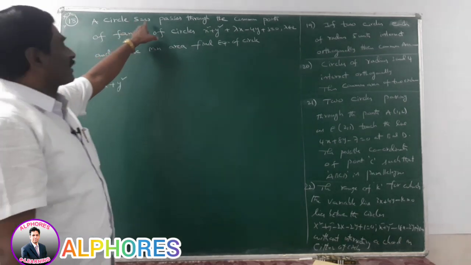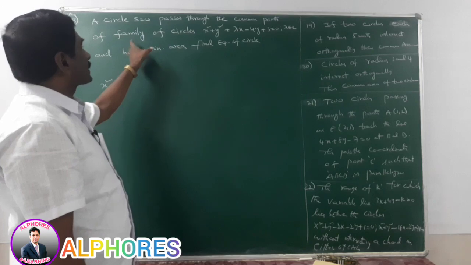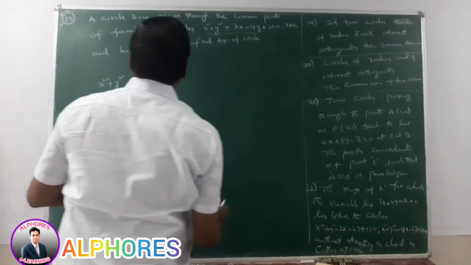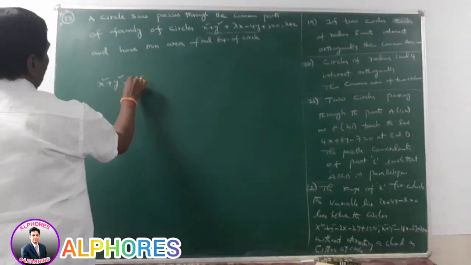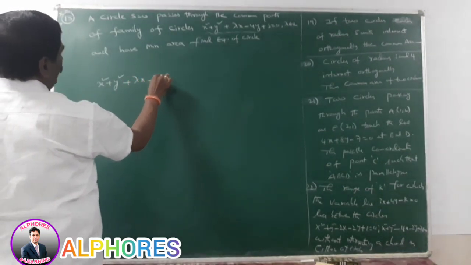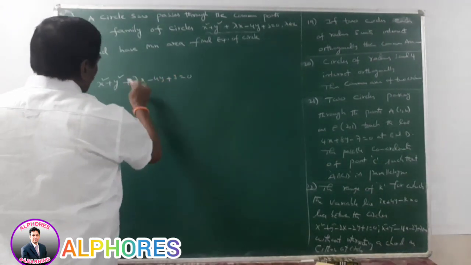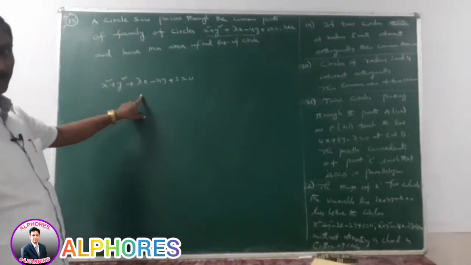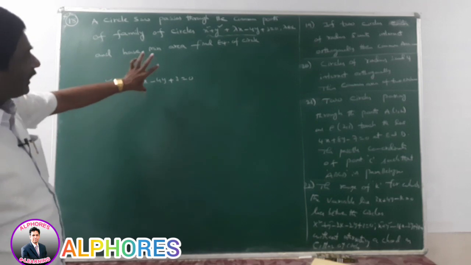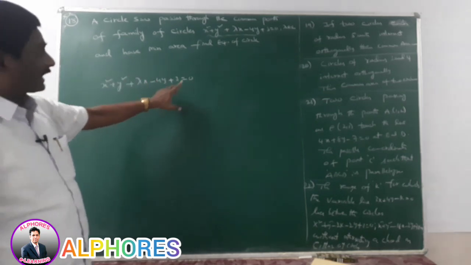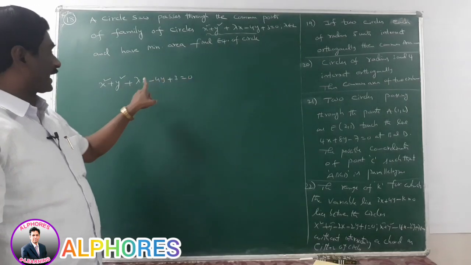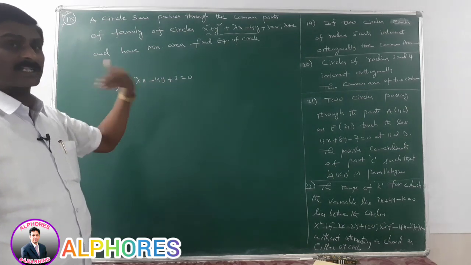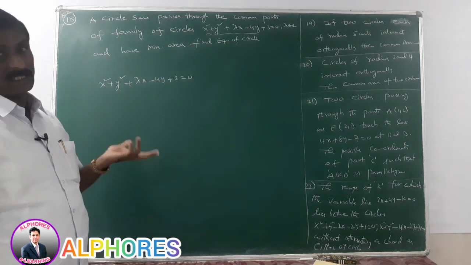A circle S is equal to 0 passes through the common points of the family of circles. This is one of the family of circles. What is this equation? x square plus y square plus lambda x minus 4y plus 3 is equal to 0. For different values of lambda, we get different circles. Lambda belongs to R. Suppose you take lambda is equal to 0, this is one of the circles. Lambda is equal to 1, another circle. Lambda is equal to 2, 3, minus 1, minus 2. So, infinite number of circles.